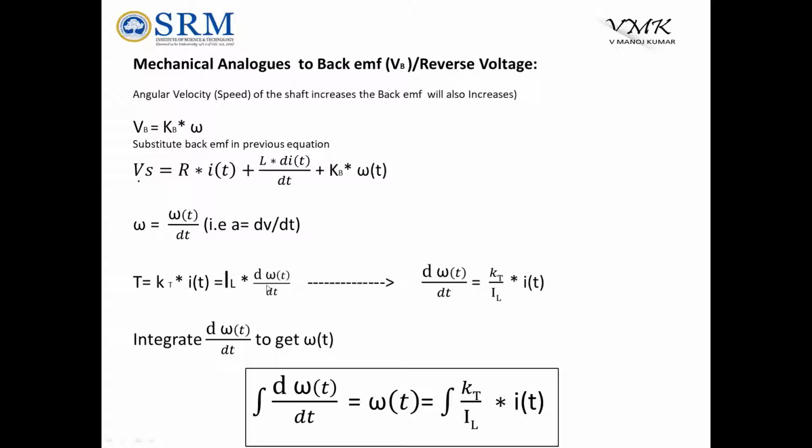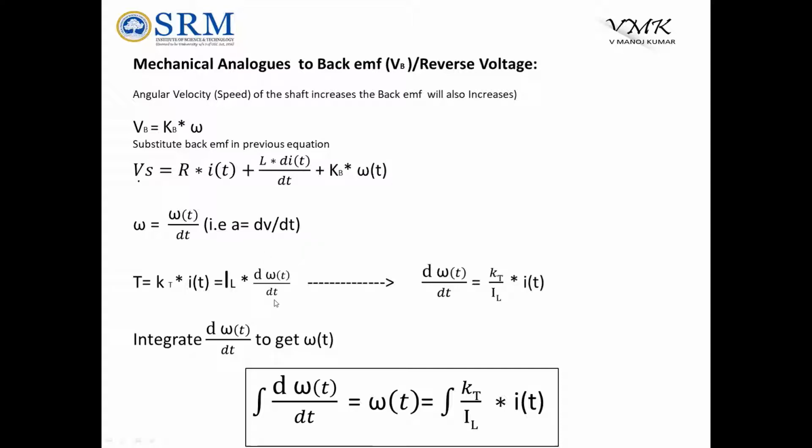That is, acceleration is the change in speed. A is going to be written in the form of speed. That is F is equal to ma, I can write it as F is equal to m into dv by dt. Is it or not? So that is how I wrote it as IL into d omega of t by dt.